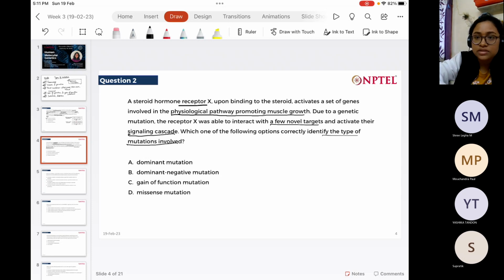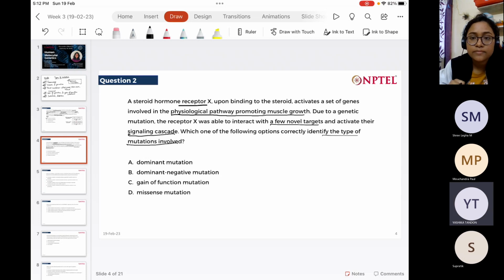So what do you think will be the answer to this question? Like the receptor X, because of the mutation, is able to bind to novel new targets. Normally, it is not supposed to bind to these targets, but due to this mutation, it has gained this function. So what is the answer to this question? Supratik, Yashika, what about you guys? Are you able to get this question? Gain of function mutation. Correct, you are correct. Thank you. So the answer is gain of function mutation.